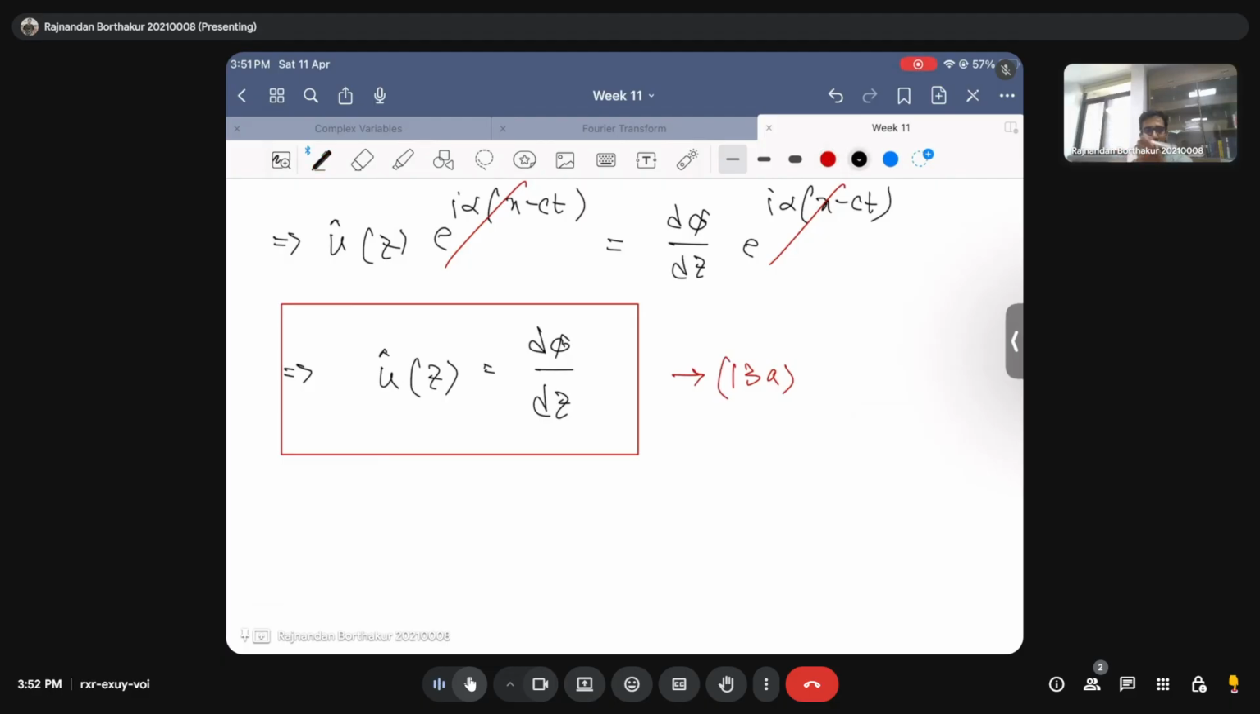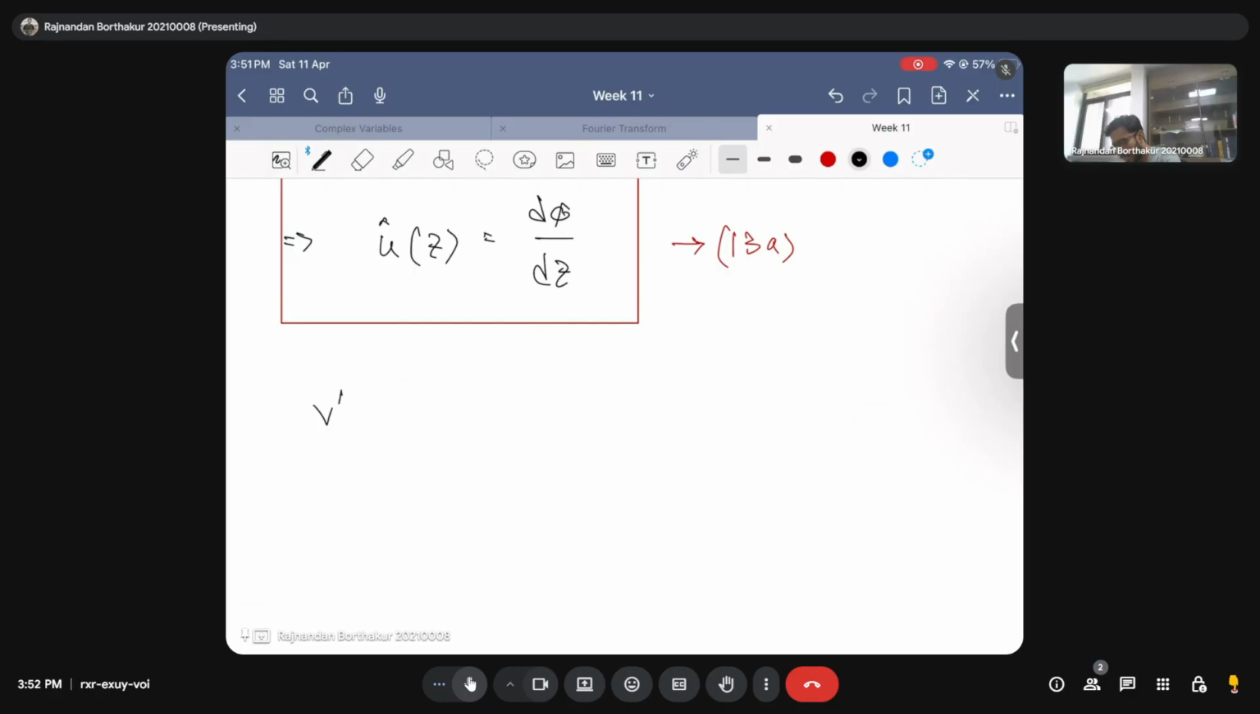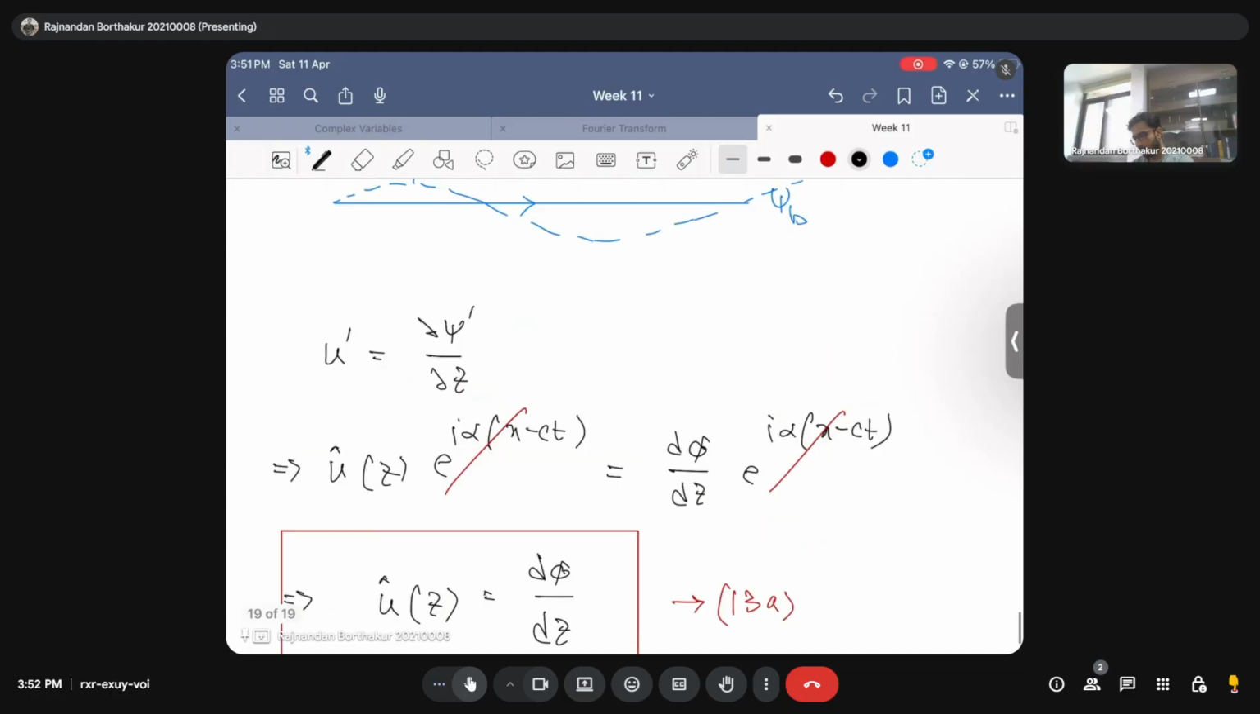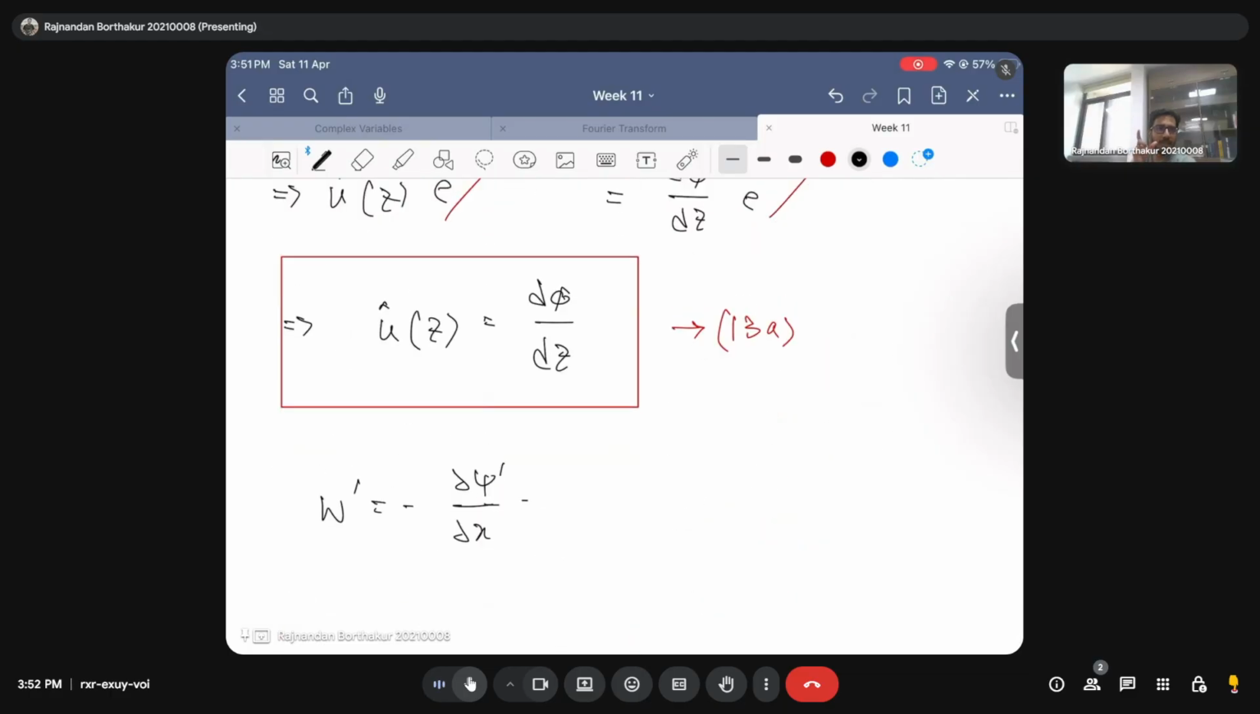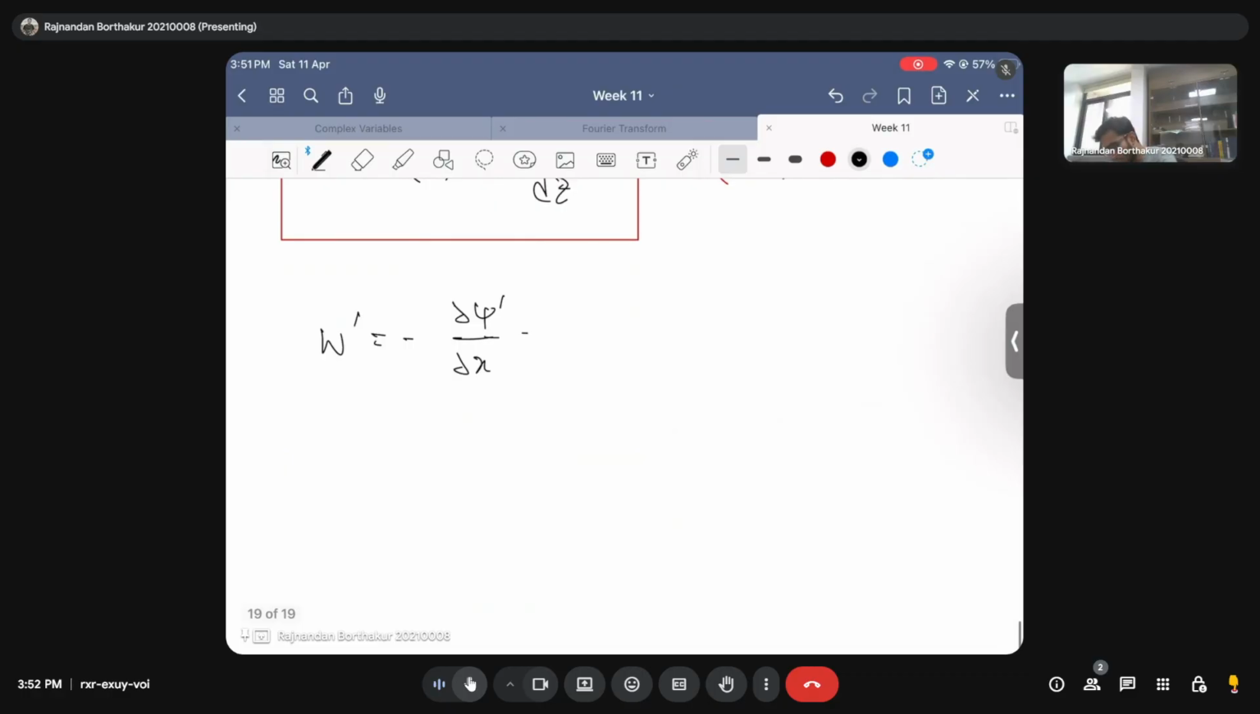Similarly, for the other variable, I know that v prime is equal to minus, sorry, it should not be v prime, it should be w, because it's a 2D problem now. So w prime is equal to minus del psi prime by del x, right? Because the independent variables are now x and z, and the corresponding velocity fields are u and w, and I have defined the stream function corresponding to this u and w. And then w prime is some w hat of z, again e power i alpha times (x minus ct).